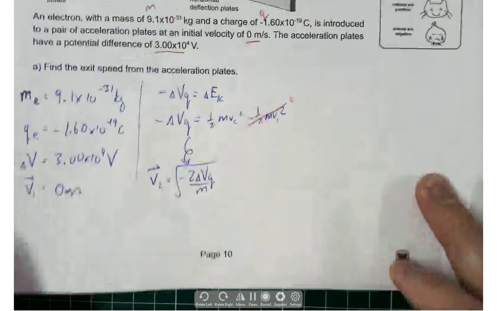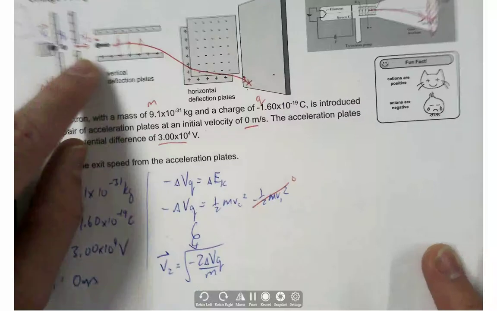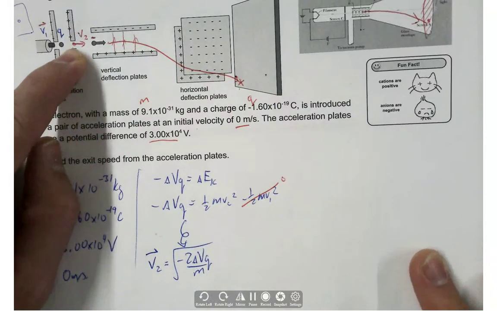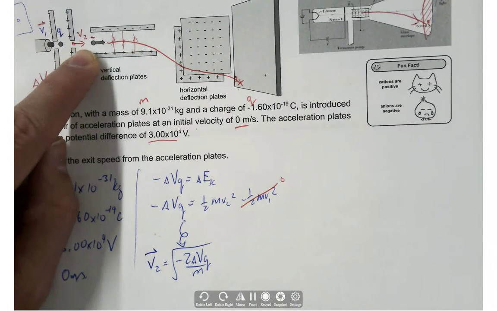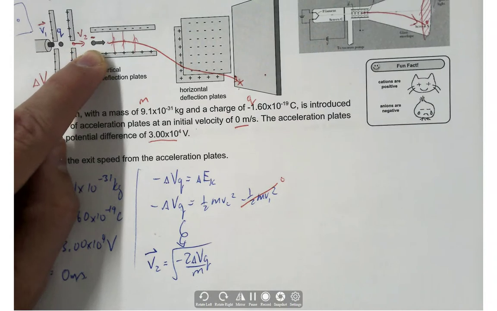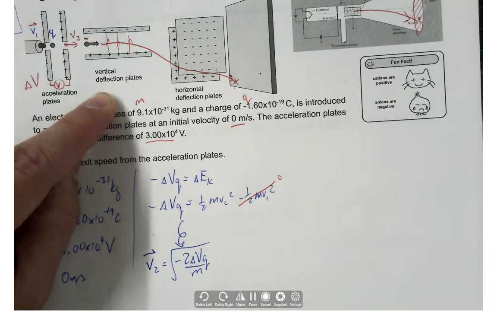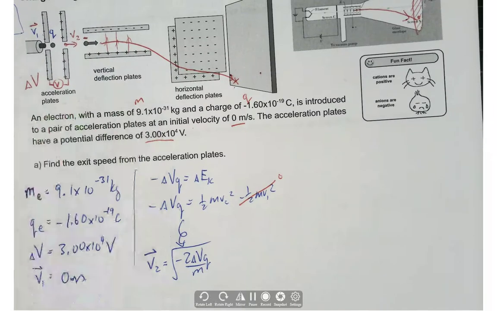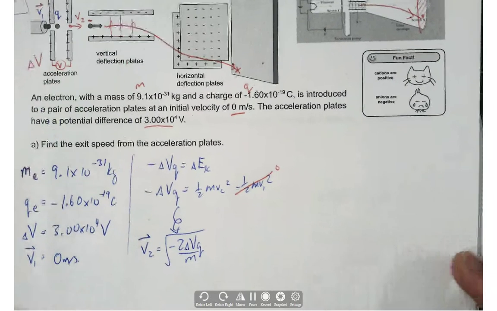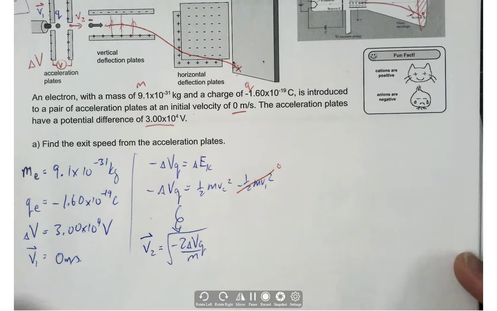And going back to our diagram, we're trying to figure out how fast this thing shot out of the acceleration plates, because really what we want to know is what the x velocity of this particle is when it enters what we're calling the deflection plates, right? Those horizontal plates. This is like Millikan and projectiles all at once.